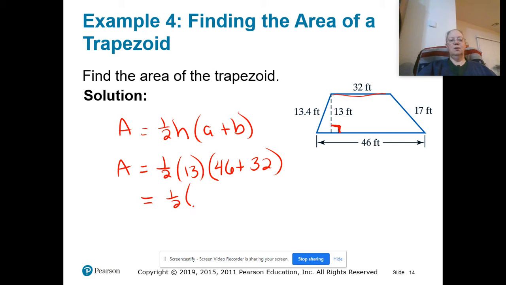All right, remember, order of operations, we do grouping parentheses first, so we're going to add these two together, which is going to give me 78. And now I'm going to multiply those, and I'm not even going to try and do it in my head. So we've got 78 times 13. I got 507. Feet, and it's area, so feet squared.